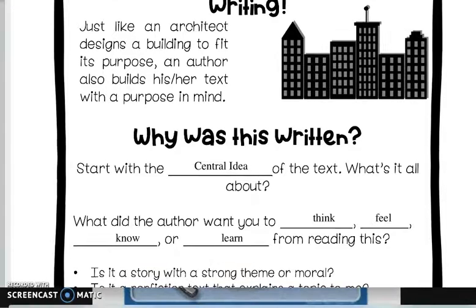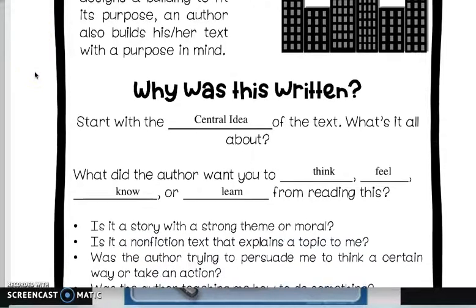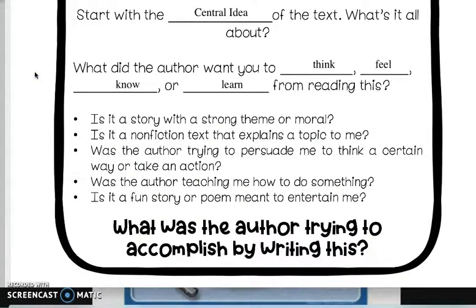So you should now have those notes like I have them on my screen. And so we should have two questions already to ask ourselves for why was the text written. Start with the central idea of the text. What's it all about? Then we need to ask ourselves, what did the author want me, or you, the reader, to think, feel, know, or learn from reading this text? After that, there's some more questions that can help you answer that larger question of what they want us to think, feel, know, or learn. These questions will help us answer that.